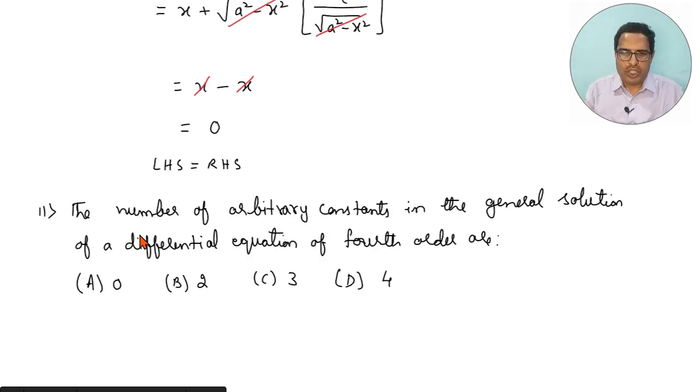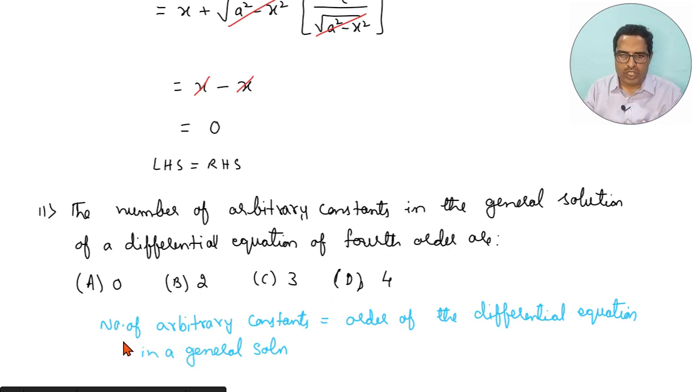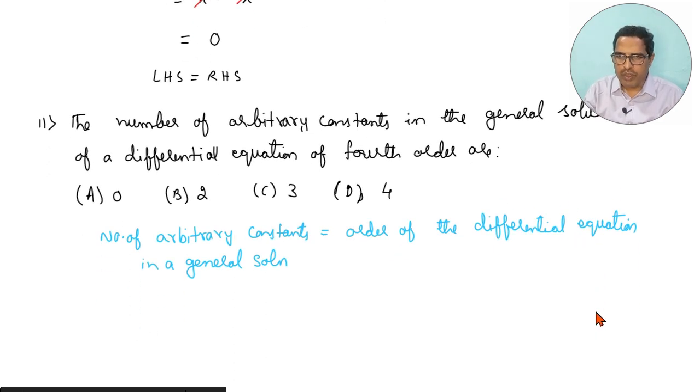The next question is the number of arbitrary constants in the general solution of a differential equation of fourth order are: a bit is 0, b bit is 2, c bit is 3, d bit is 4. We have one result: number of arbitrary constants in a general solution is equals to the order of the differential equation.